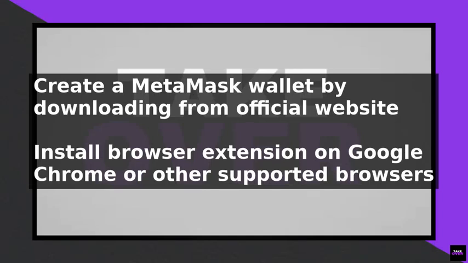To create a MetaMask wallet, start by going to the official MetaMask website and clicking on the download button. You can choose to install the browser extension on Google Chrome, Firefox, or other supported browsers. Once the installation is complete, click on the MetaMask icon in your browser toolbar and select Create a Wallet.